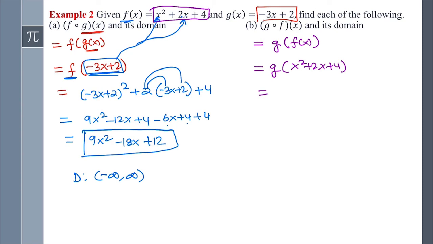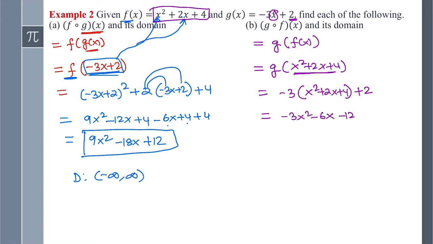Now I'm going to evaluate function g at this value. That means in g of x, I'm going to substitute x with whatever this is. So wherever I see x, I'm going to plug this in there, okay? So that means it is negative 3 times x squared plus 2x plus 4, then plus 2 outside. Now, if we distribute that negative 3, we get negative 3x squared minus 6x minus 12 plus 2. And when we combine the like terms, we get negative 3x squared minus 6x minus 10. And that is the composite function for g and f.